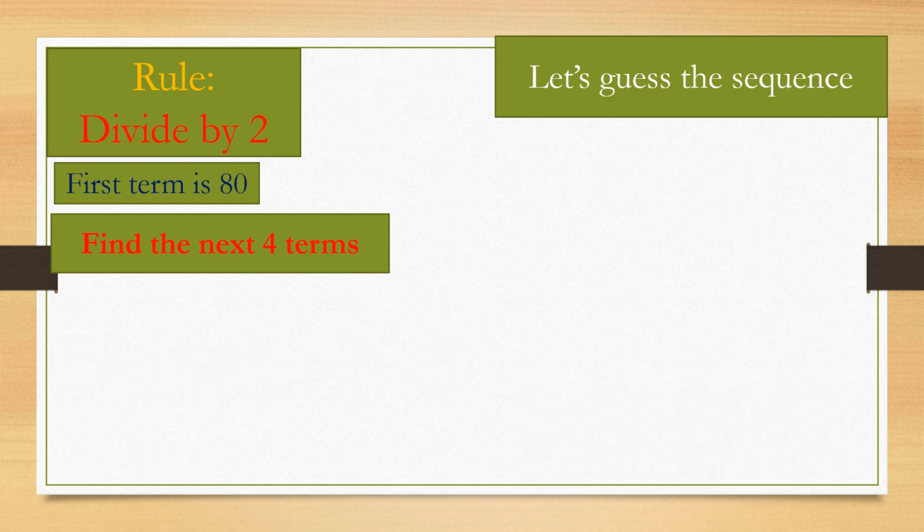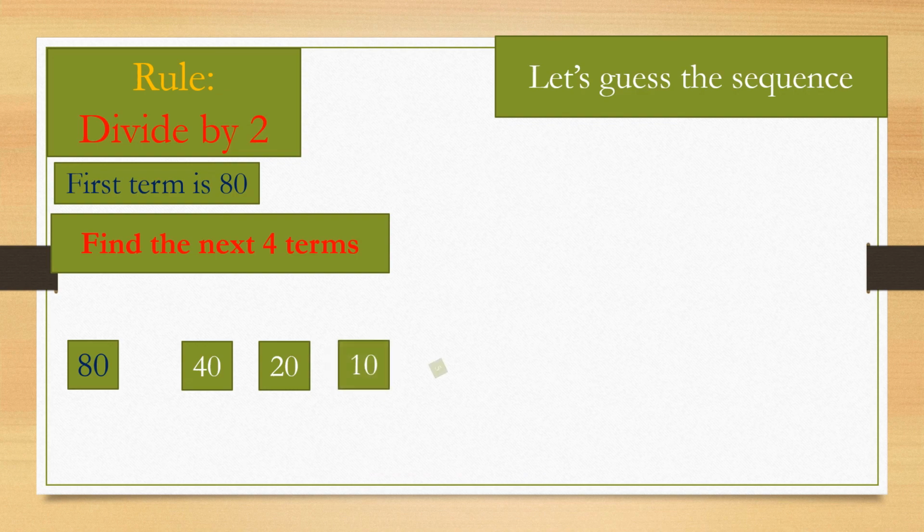Now let's guess the sequence. If the rule tells you to divide by 2 and the first term is 80, so you have to start with 80, and then you start to divide by 2. So 80 divided by 2 is 40. 40 divided by 2 is 20. 20 divided by 2 is 10, and 10 divided by 2 is 5.